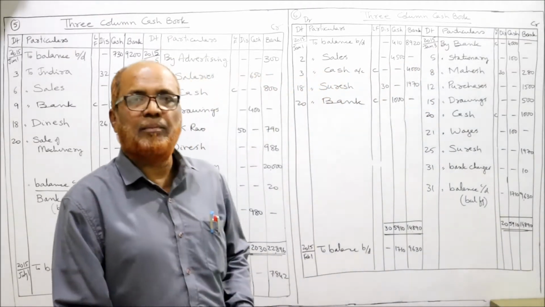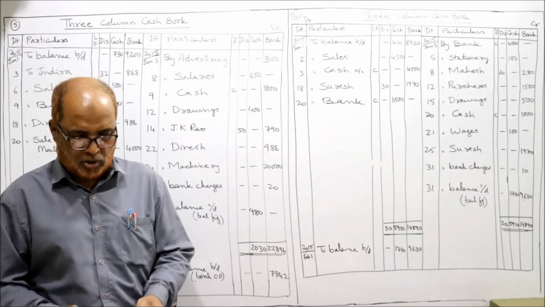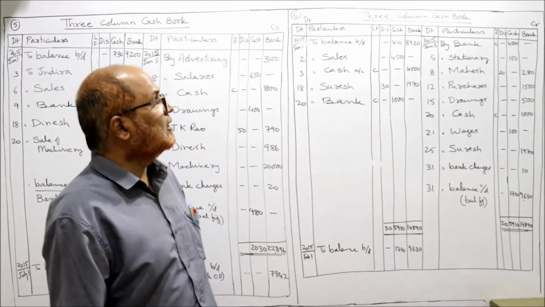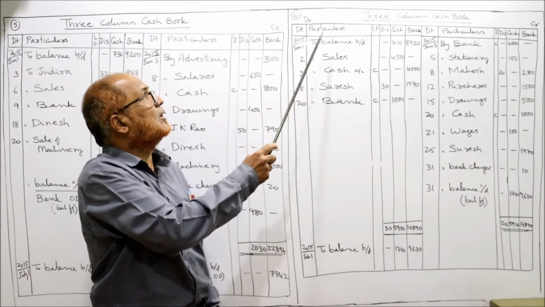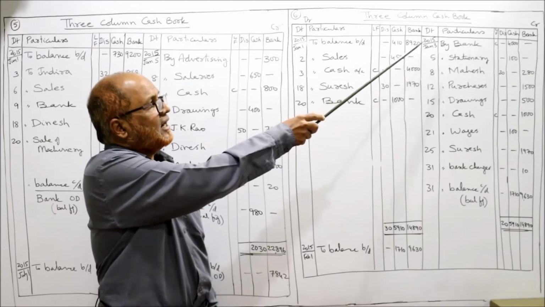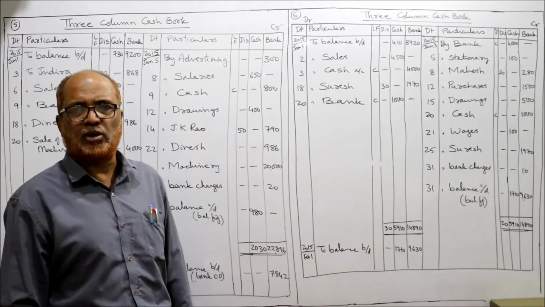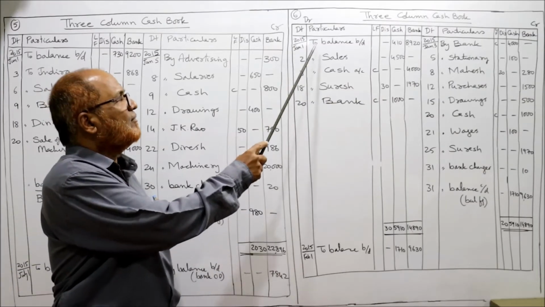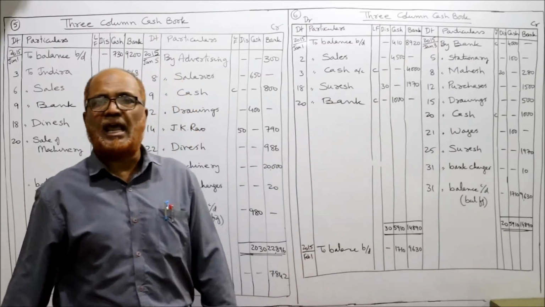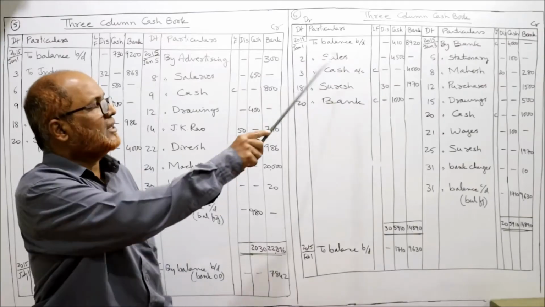Now I am reading out problem number 6. Enter the following transaction in 3-column cash book. 2015 January 1st. I have prepared here a 3-column cash book. Debit side: date, particulars, LF, discount, cash, bank. Credit side: the same. Debit side, 2015 January 1st, to balance brought down, 410 cash and 8,920 is the bank balance at the beginning of the month.